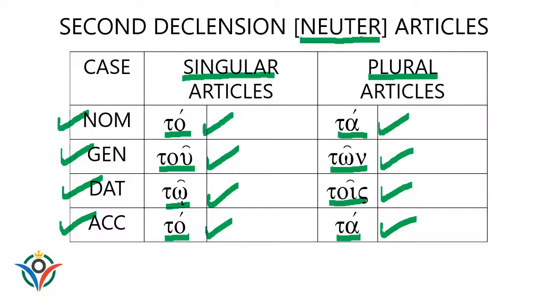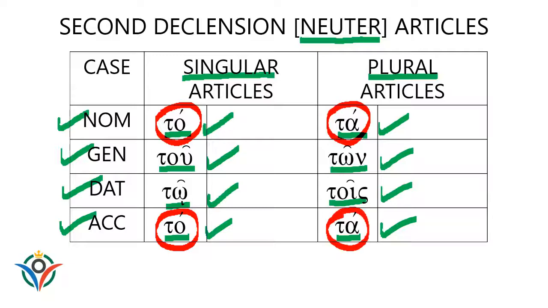Let me just point out some similarities for you. All the nominative and accusative forms are identical. So that is the nominative singular and the accusative singular are the same, and the nominative plural and accusative plural are the same. So that should help you with your memorization of these articles.